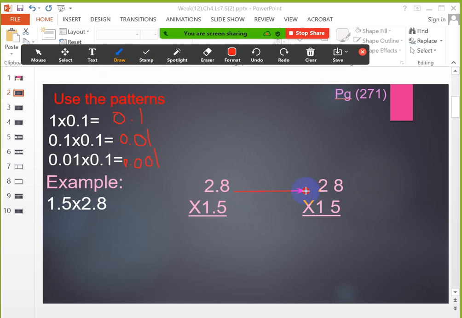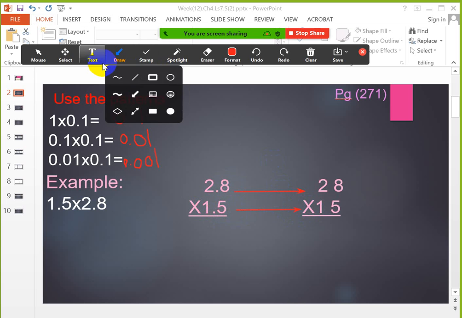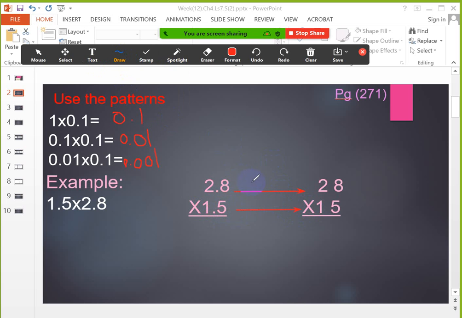That means you can multiply this 2.8 tenths and 1.5 tenths with a number or with a pattern to what? To remove the decimal point. So which pattern will I use? Very good, Larissa. I will multiply those numbers with what? With 10.